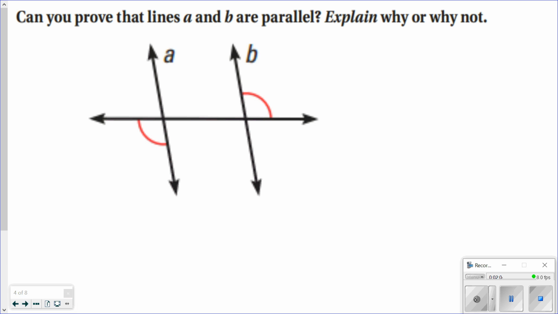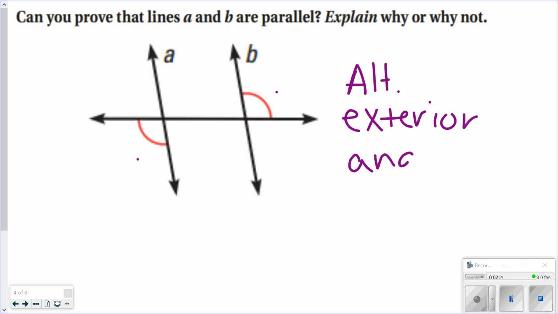So looking at angles A and B, what type of angles would these be? Well, they're alternate exterior angles. These tick marks mean that those are the same measure. So since those are congruent, therefore we can prove yes. Line A is parallel to line B.